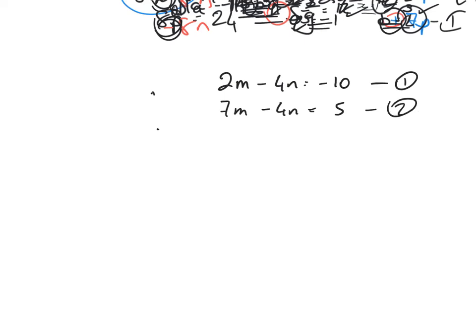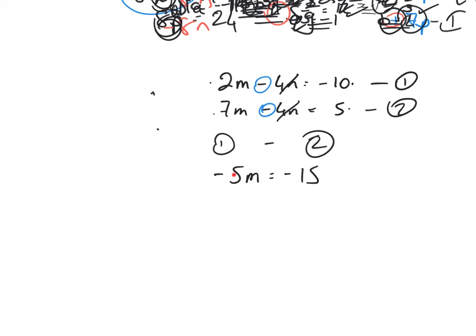Let's go for 2m minus 4n is equal to minus 10, equation 1, and 7m minus 4n is equal to 5, equation 2. Okay, the signs are the same, so I'm going to subtract. So this time let's go for 1 take away 2. 2m take away 7m is minus 5m. They'll cancel out. Minus 10, minus 5, take your time, minus 15.